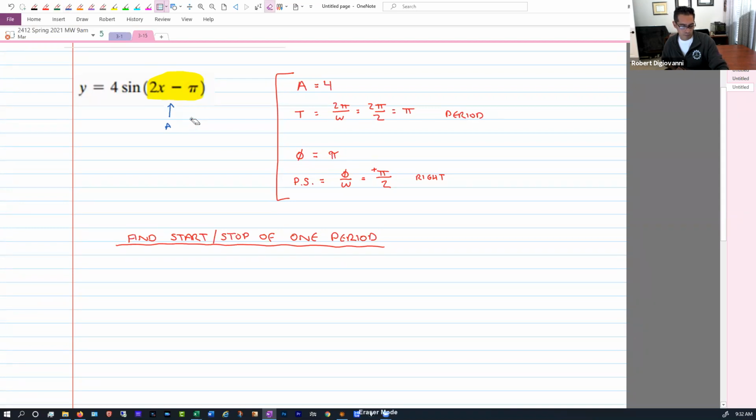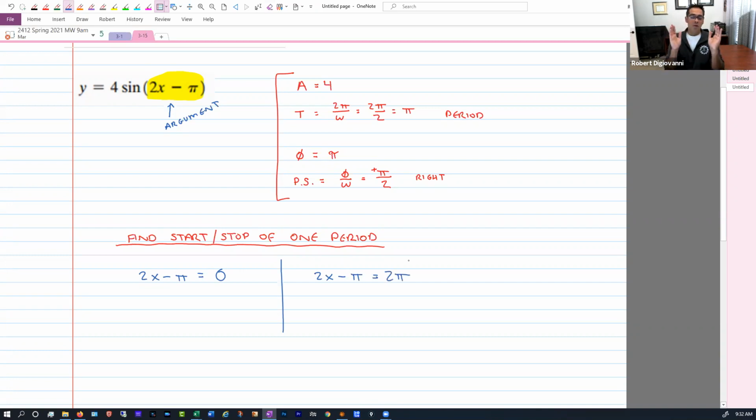Oh, can't spell. The argument of the function. And what you do is you set up two equations. You first ask yourself, when is this equal to 0? And then you ask yourself, when is this equal to 2 pi?